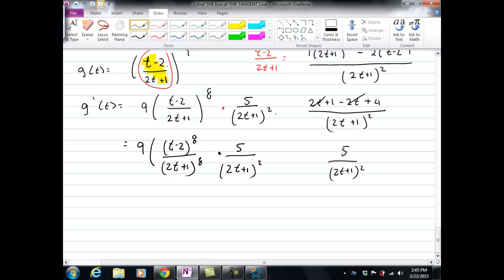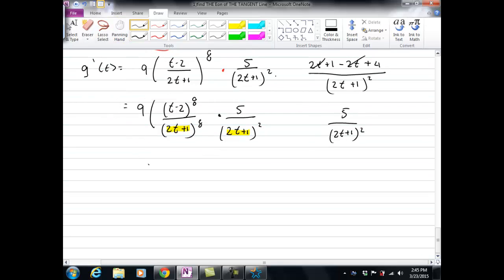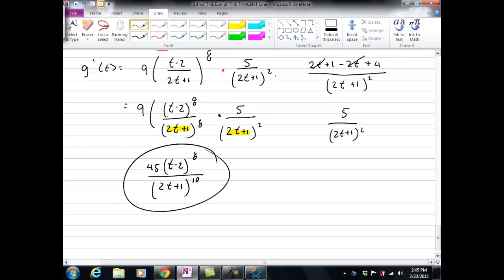The reason I did that is look what happens to the bottom. The bases are the same, so I'm going to add the exponents together. So what you should have is 45 times t minus 2 to the power of 8 over 2t plus 1 to the power of 10. And that saves me a lot of time versus multiplying out all 10 brackets together. Look at my work from beginning to end. I'm going to walk around if you're lost.